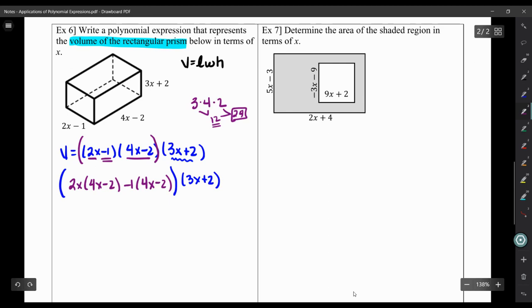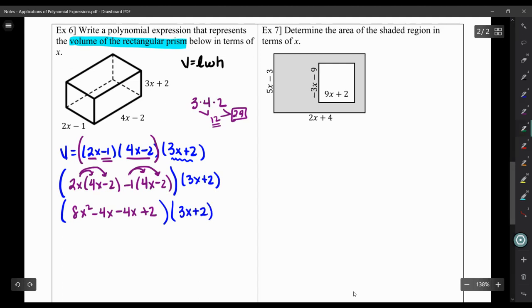So now let's continue. We're going to do 2x times 4x to make 8x squared, 2x times negative 2 to make negative 4x, negative 1 times 4x to make negative 4x, and negative 1 times negative 2 to make positive 2. And again, this is still sitting in parentheses because we still have to multiply it to 3x plus 2.